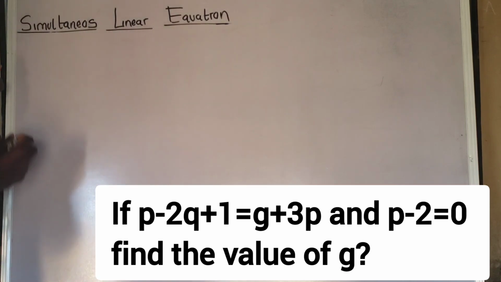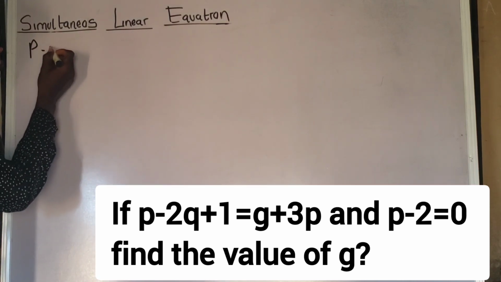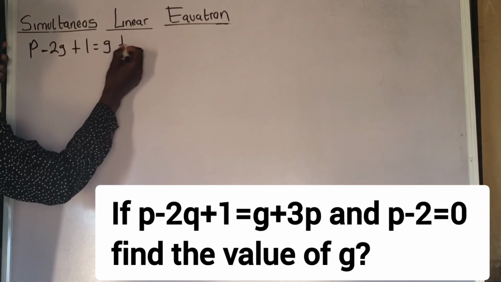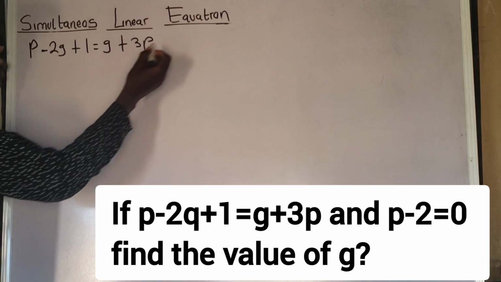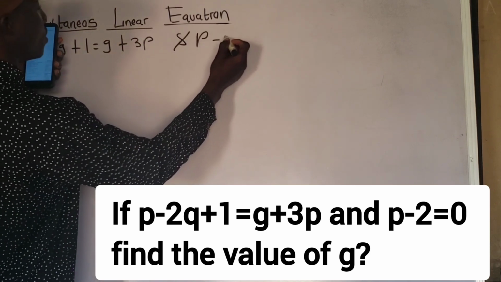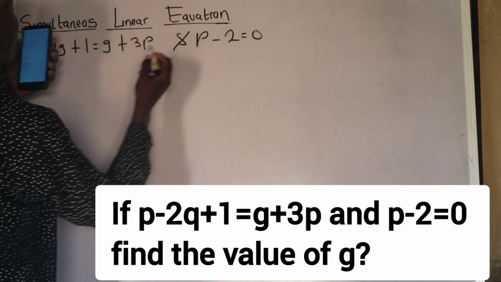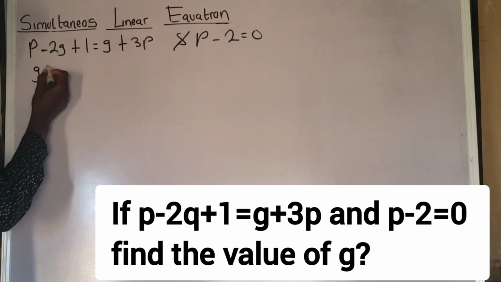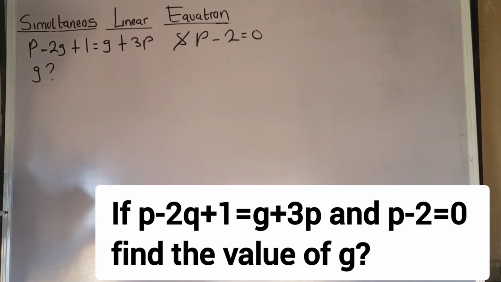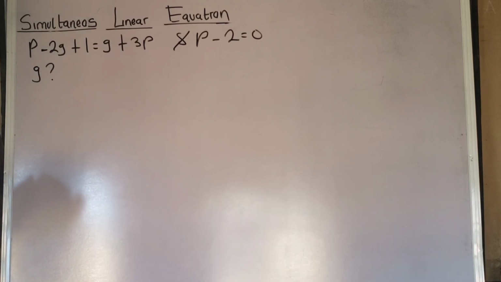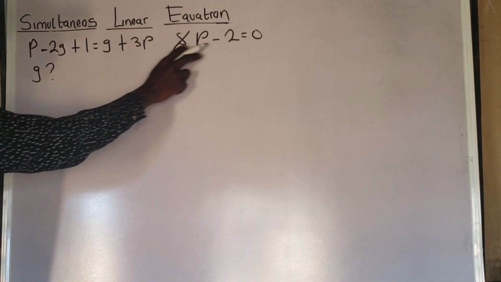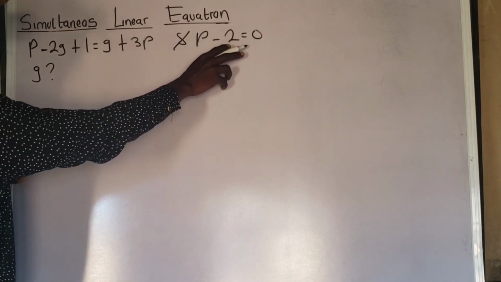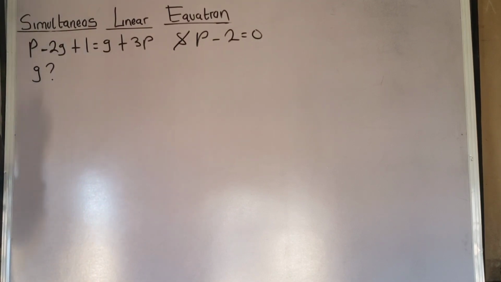Okay, we are given that p minus 2g plus 1 is equal to g plus 3p, and p minus 2 equals 0. We are asked to find the value of g. Please pay attention. Since we know that p minus 2 equals 0, I'm going to make p the subject of the relation, then substitute it into this equation.